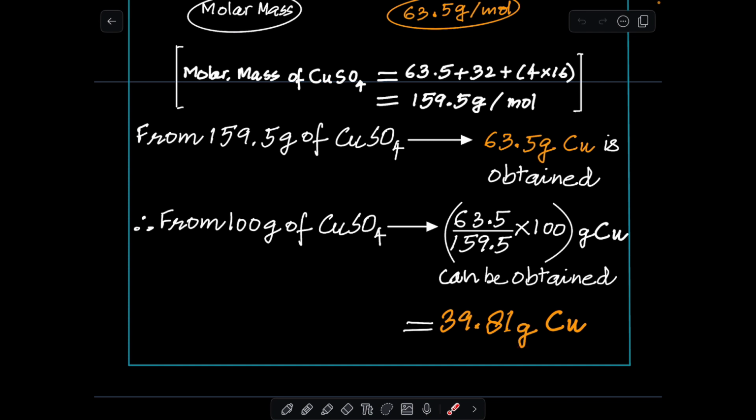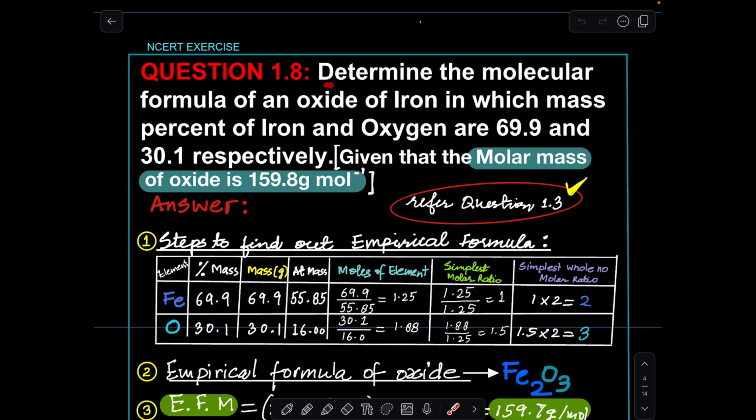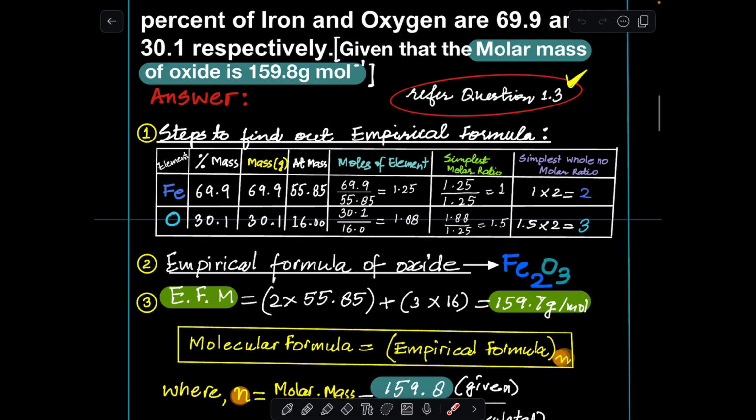Now come to the second question, 1.8. Determine the molecular formula of an oxide of iron in which the mass percent of iron and oxygen are 69.9 and 30.1 respectively. And they have given you the molar mass of the oxide. So first we need to understand the basic steps to find the empirical formula. For the same, you can refer to my question 1.3 from the previous video.